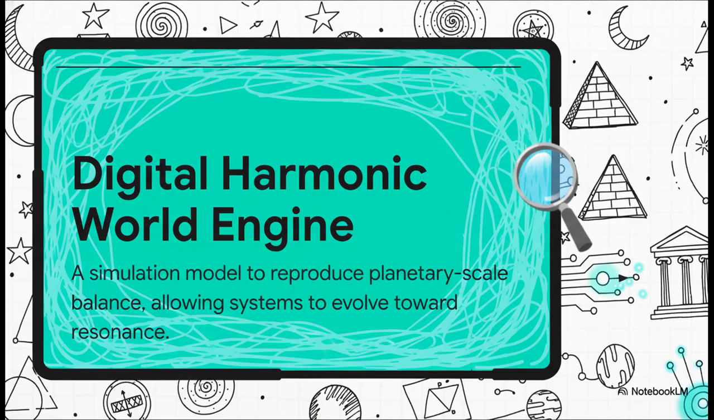The theory proposes something called the digital harmonic world engine. Now think of it like a digital twin of planet Earth. It's a proposed computational model that would use that ATLST equation to simulate everything from our energy grids to our social systems, all in an effort to find pathways that lead us toward global resonance instead of instability.